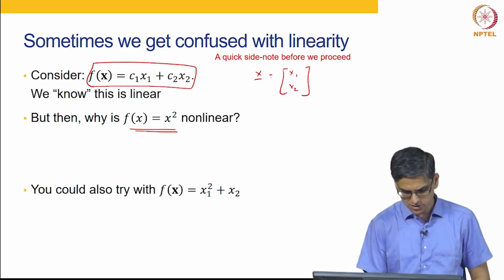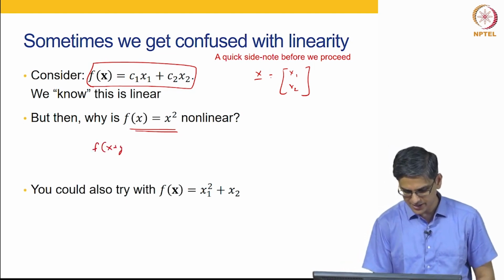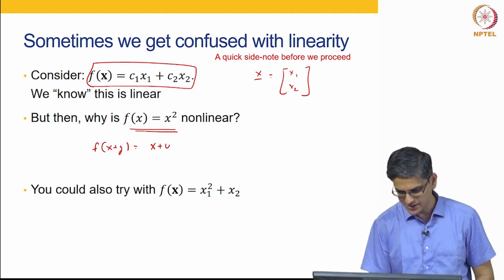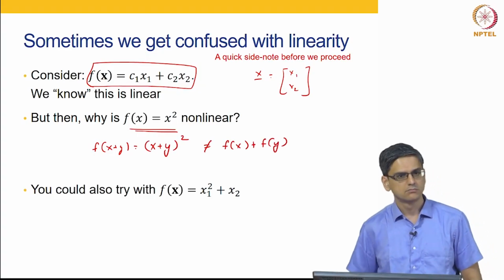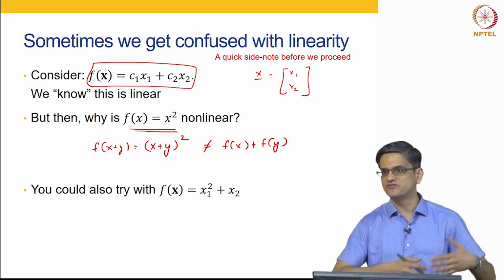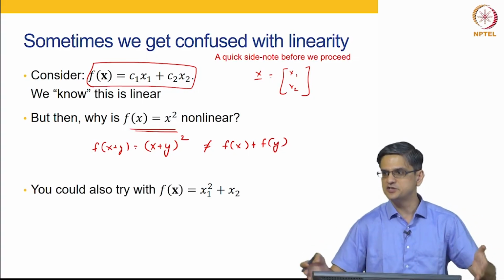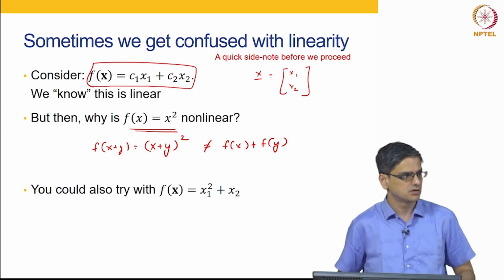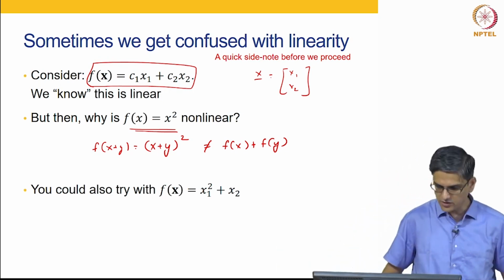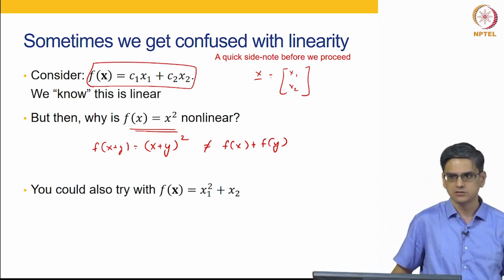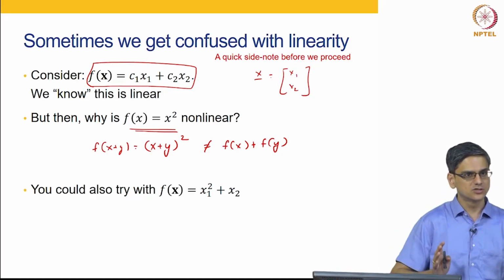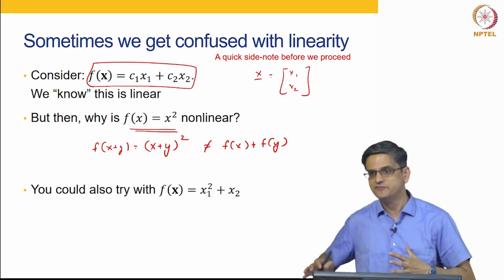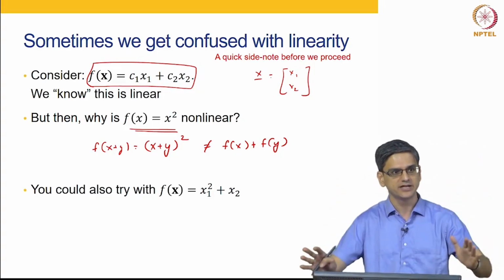Okay. Simply because f of x plus y is x plus y squared, which is not equal to f of x plus f of y. This is one of the requirements for the definition of a linear space that is violated. So, this function is non-linear, right. Again, we know this, but sometimes we suddenly get confused. So, I am just laying it out there.